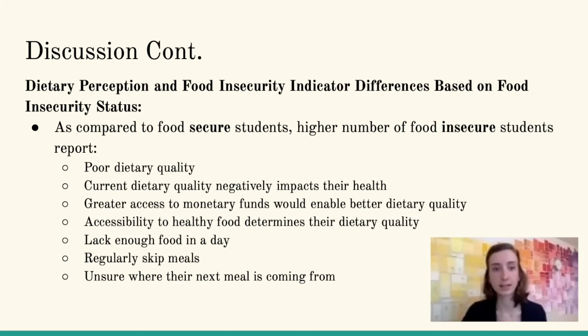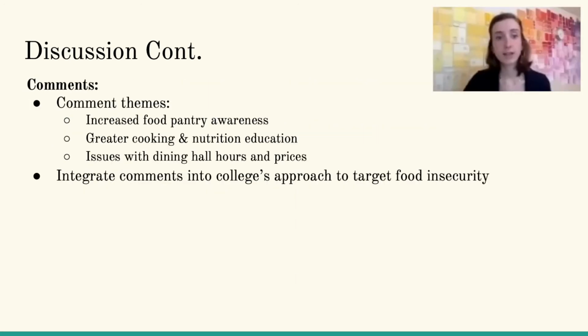their current diet, the overall quality of their diet would be better if they had more available funds to spend on nutritionally rich food, the accessibility to healthy food determines their dietary quality, they lack enough food in a day, they regularly skip meals, and they're unsure where their next meal is coming from. These results indicate that perception differences do exist by food security status when considering dietary quality and indicators of food insecurity. Finally, the comments we received are also important to be considered.